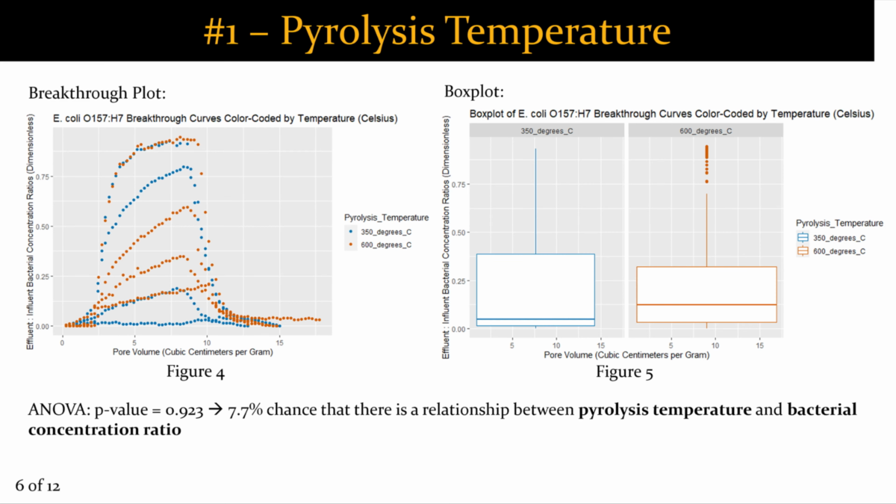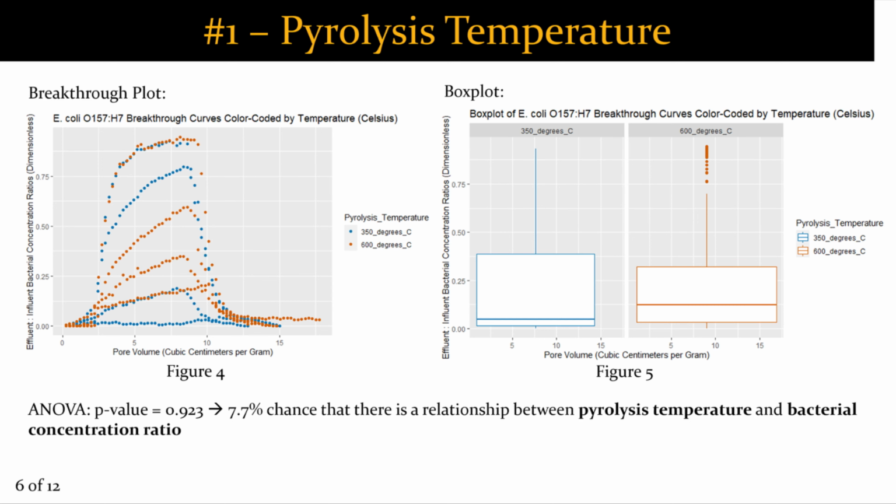For pyrolysis temperature, the plots show that there is a difference between having the biochar heated at 350 degrees Celsius versus 600, since the median for 350 degrees is lower than for 600 degrees on the box plot. However, upon performing an ANOVA test, it was determined that there is only a 7.7% chance that there is a relationship between pyrolysis temperature and bacterial concentration ratio, indicating that most likely there is no pyrolysis temperature that is favorable over the other when it comes to inhibiting E. coli transport.